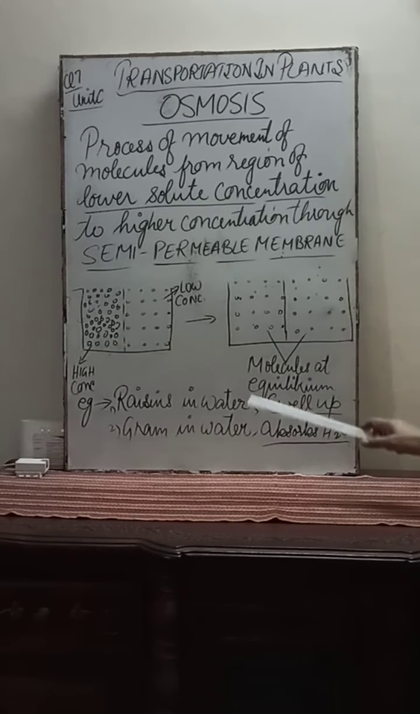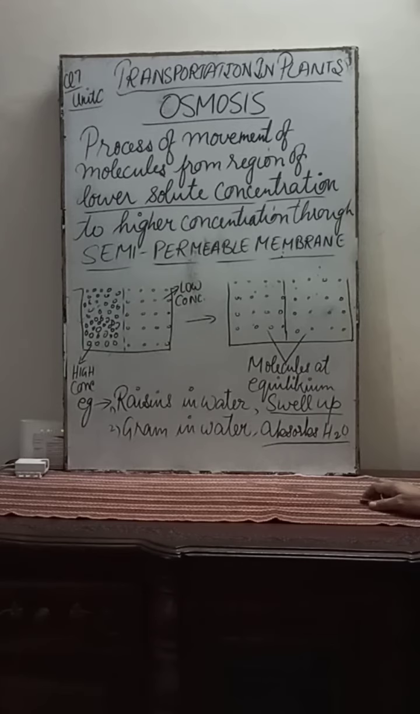So diffusion and osmosis, both these processes we have understood, and now we shall take on how it happens in the cell, how it happens in the plant cells. So now we are going to understand it.